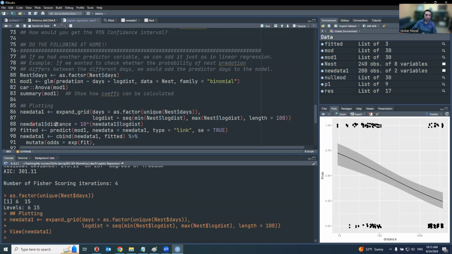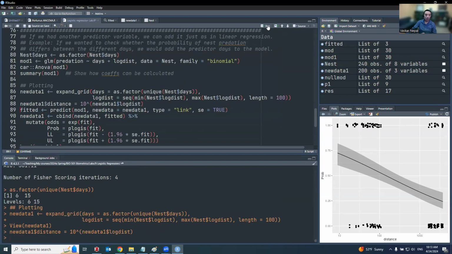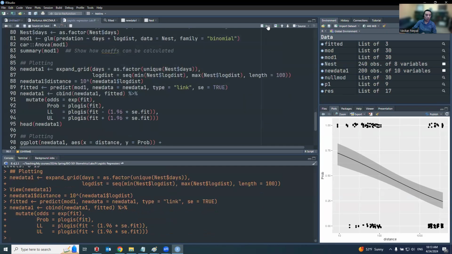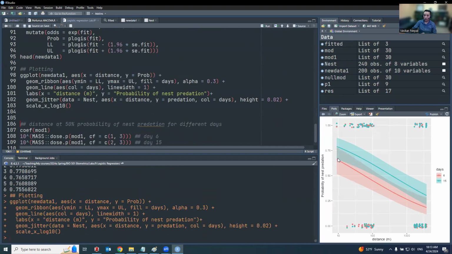And then, as before, we will do the 10 to the power to get actual distance. The rest is the same as before. I just copied and pasted the code. When you look at this, you find that the coefficient, days 15 has higher probability of predation. Days 6 has lower probability of predation compared to each other, right?